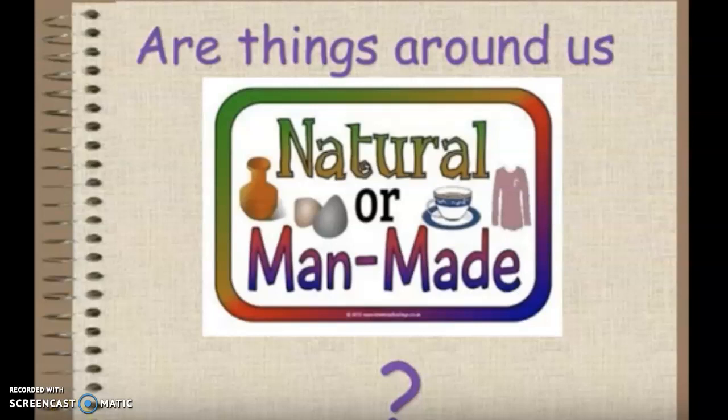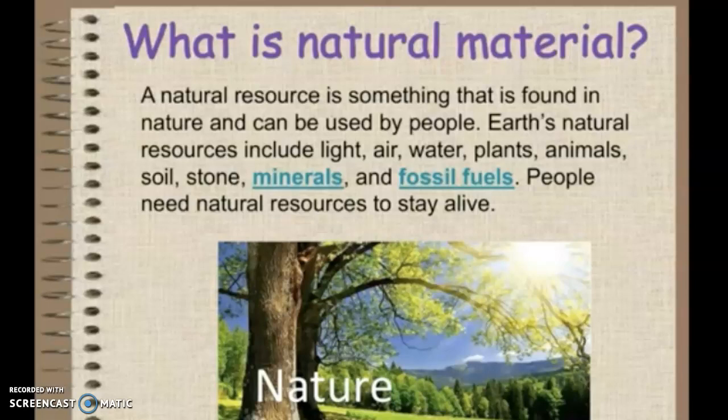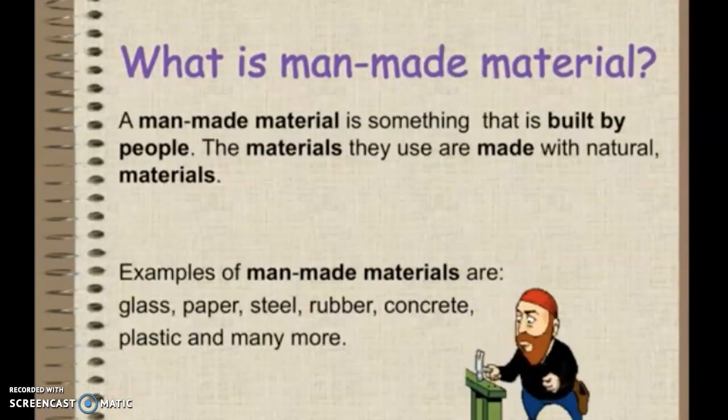Are things around us natural or man-made? What is natural material? A natural resource is something that is found in nature and can be used by people. Earth's natural resources include light, air, water, plants, animals, soil, stones, minerals, and fossil fuels. People need natural resources to stay alive.